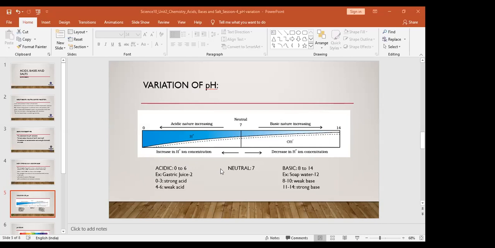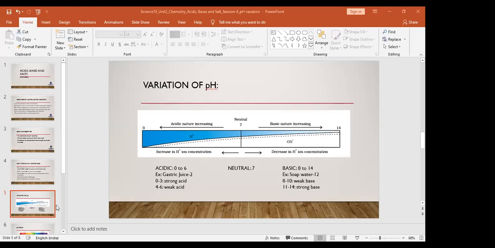Okay. My next question goes to Sarvajit. Sarvajit, a sample has pH of 9. A sample has pH of 13. Which one is a strong base? Which one is a weak base? The pH 13 is the stronger one and the pH 9 is the weaker one.